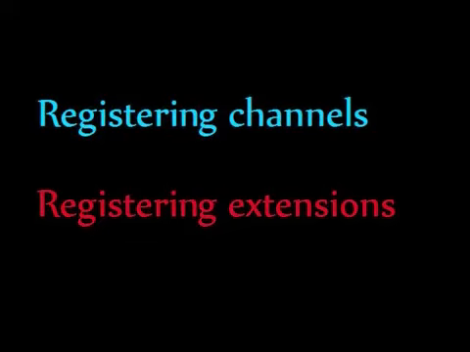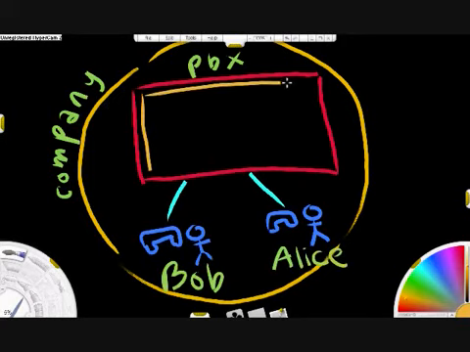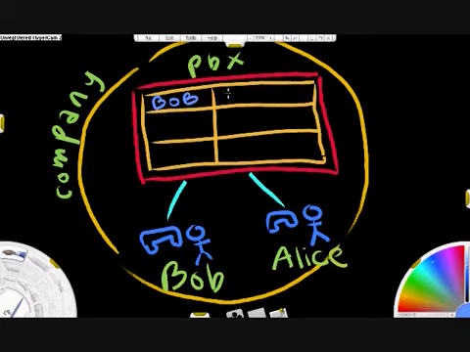We have two tasks to be done. Firstly, registering available phone lines or channels, and secondly, registering the extensions. Let's suppose this phone company has two subscribers, Bob and Alice. By registering a phone line for Bob, for example, basically we're providing all the necessary information to the switch, such that the switch knows where to send the signal to whenever a call needs to be made to Bob.